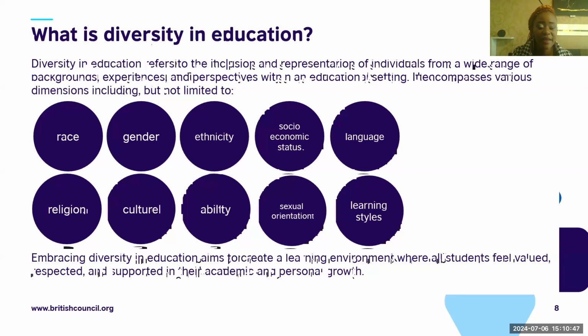And another thing is abilities. We have different learners in our class. So it's important that we identify their strengths and their weaknesses. When I conduct my lesson, I need to ensure that every child is catered for based on their need. And sexual orientation, which is the attraction to different genders. So I should not discriminate against a child because they are attracted to a certain gender. So we need to ensure that we respect each and every learner.